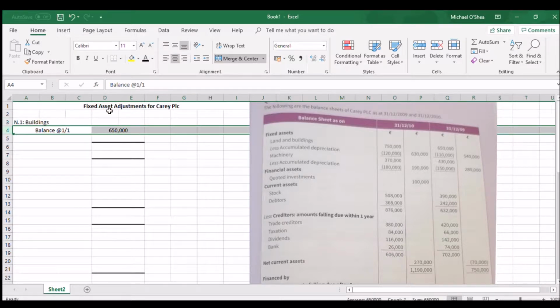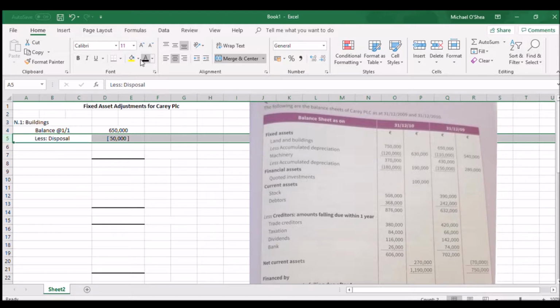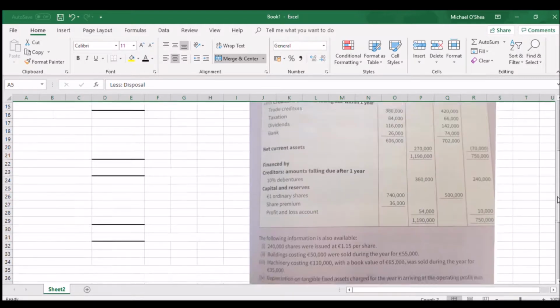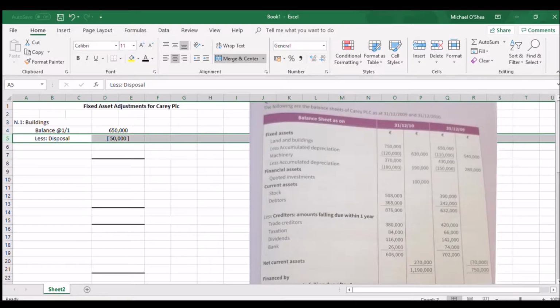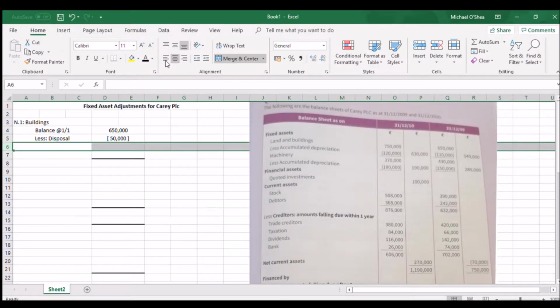For buildings, the balance at the start of the year comes from the end of last year, which is 650,000. The next line I'm going to look at is my disposal for the year. They tell me that buildings costing 50,000 were disposed of. So you take it out of cost, and that's going to be 600,000. Not our net book value, that's our cost value, taking out the disposal.